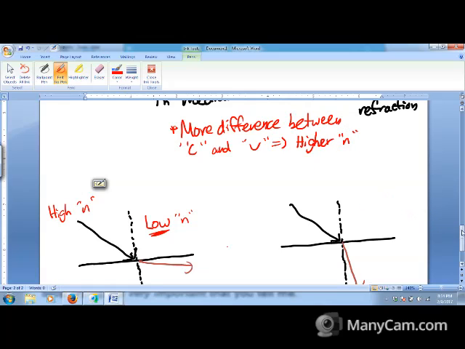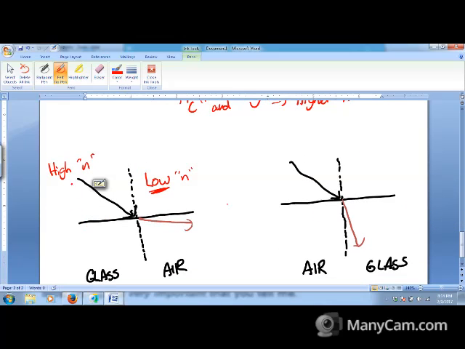So in this case, glass has a high n because it has a low speed. And for this example, just to do it really quickly, air, vice versa, has a low value of n because it's relatively close to the actual speed of light, and glass has a high n.